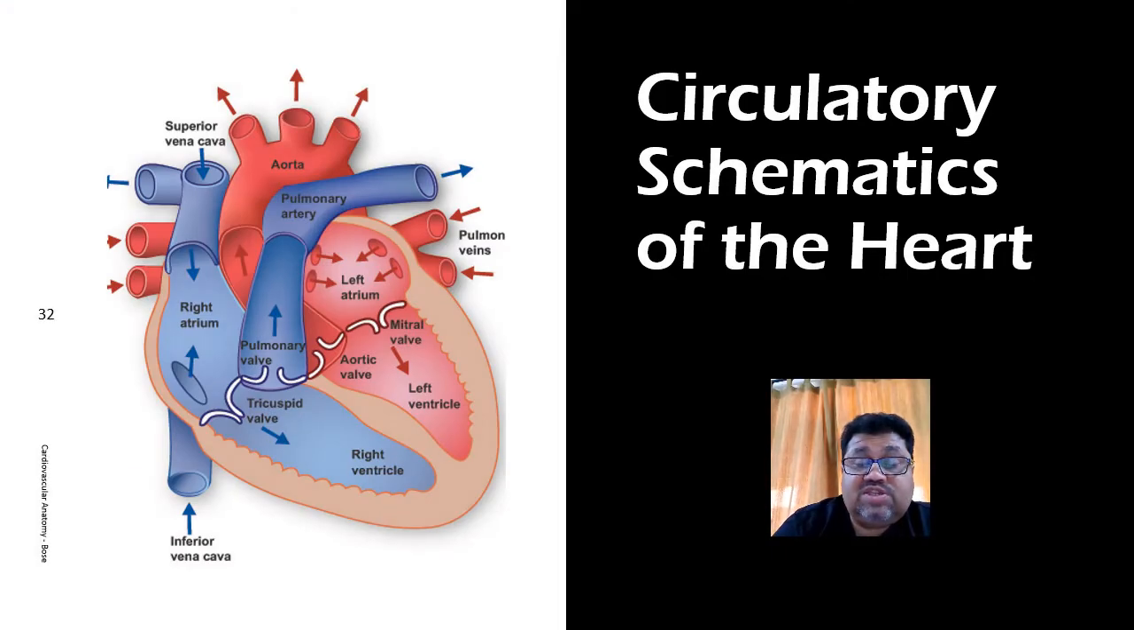Let's now look at the circulatory schematics of the heart. You will see that the veins are represented in blue and the arteries are represented in red. The blood returns into the right atrium from the superior vena cava and the inferior vena cava, and then it goes through the tricuspid valve into the right ventricle.